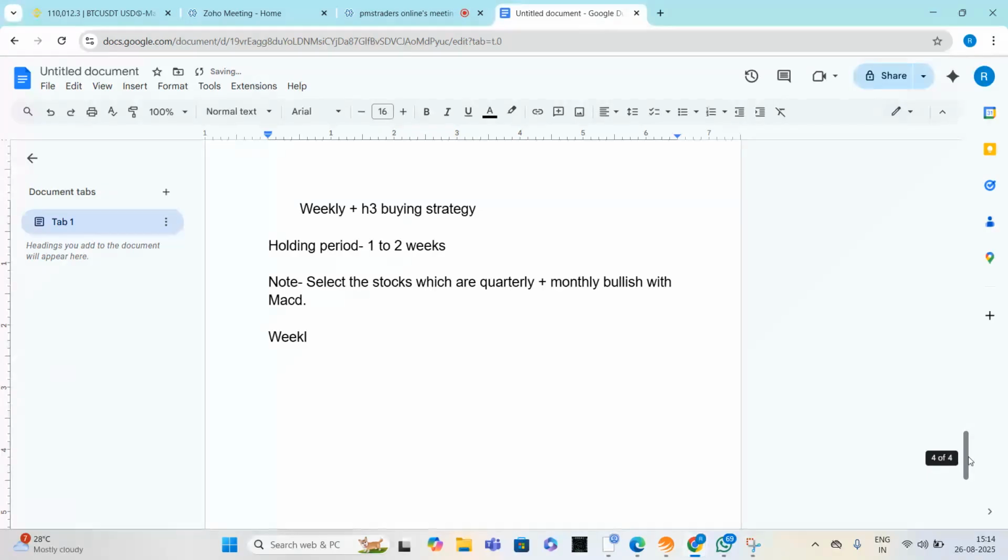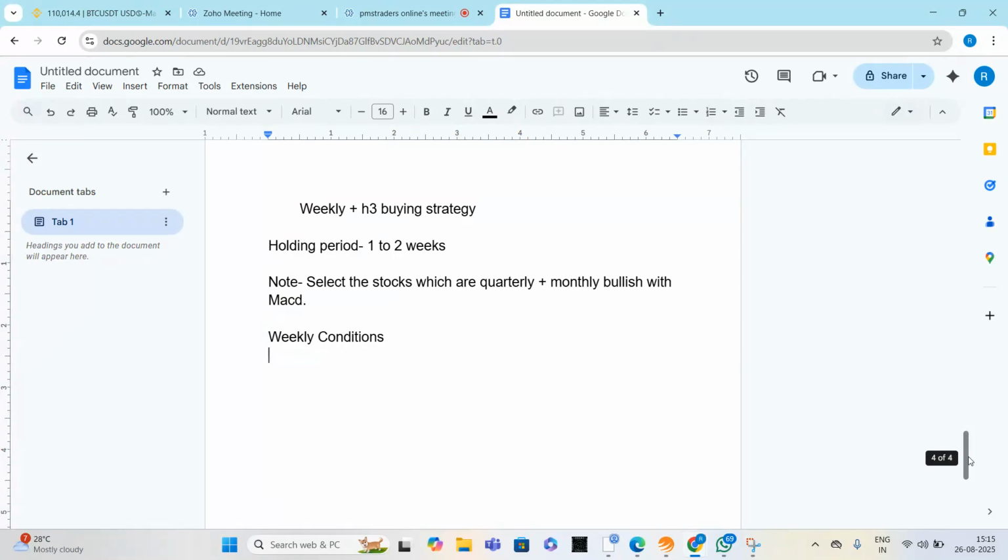Because if quarterly and monthly are bearish, there is a chance it can happen in the weekly also. So basically, the concept is that quarterly and monthly are the investors' time frames, right? Those who want to hold the stock for a longer period will see how the quarterly and monthly trends are. If any stock is in a bullish trend in the quarterly and monthly, that means the investors are still in that stock, whereas the weekly and daily are the swing charts, right?